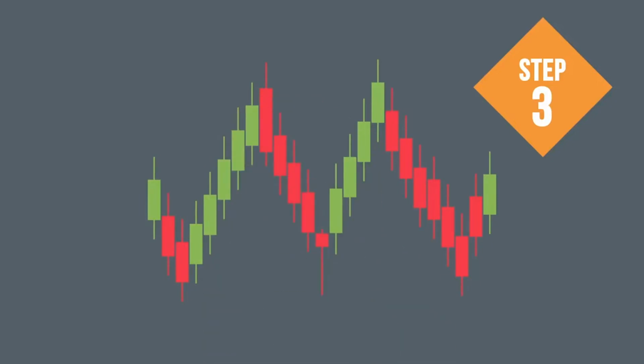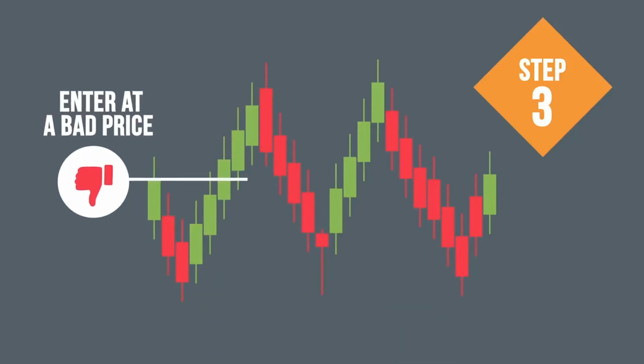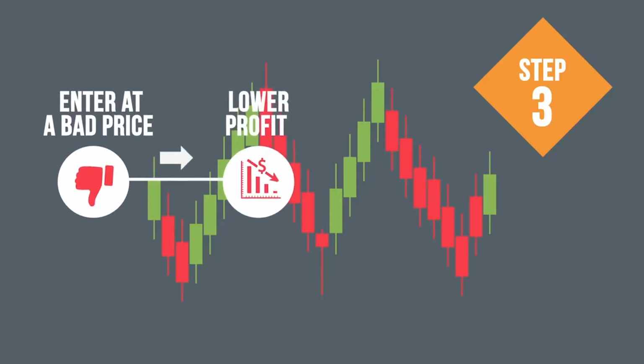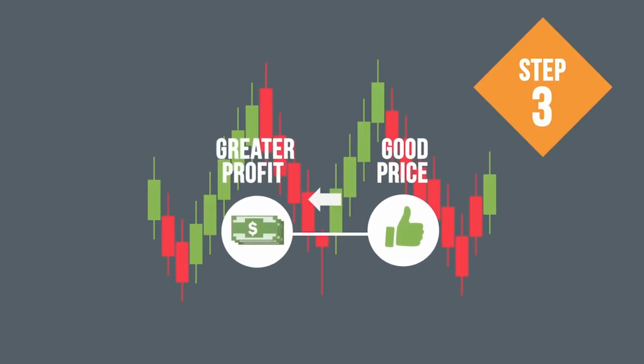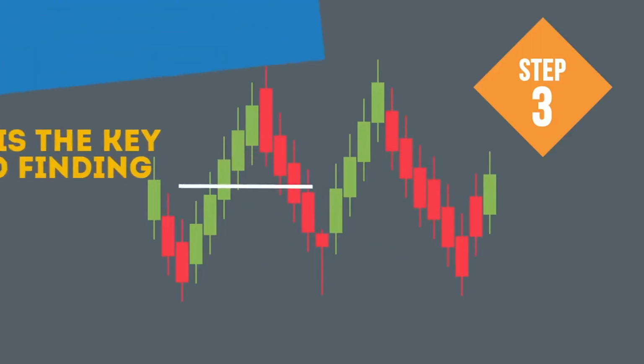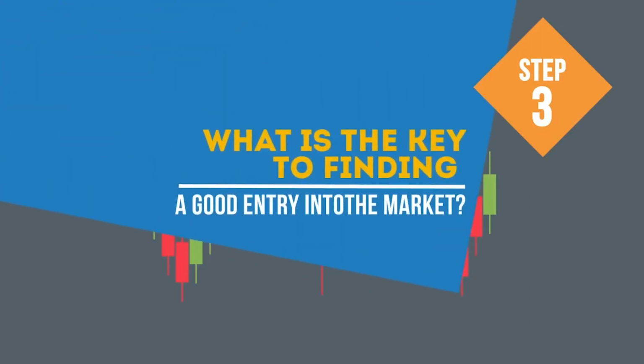Enter the market at a bad price and you will have a higher chance of getting stopped out and have a lower profit potential. If you can secure a good price, then your stop can be much smaller while allowing you a much greater potential for making a profit. So, what is the key to finding a good entry into the market?